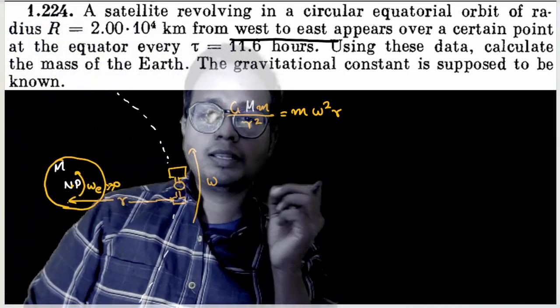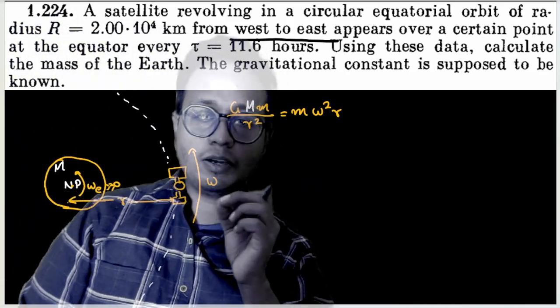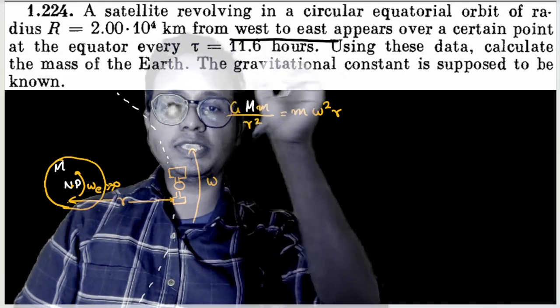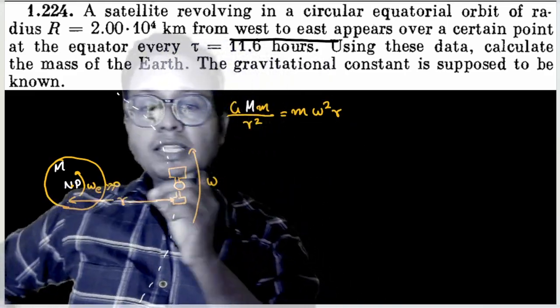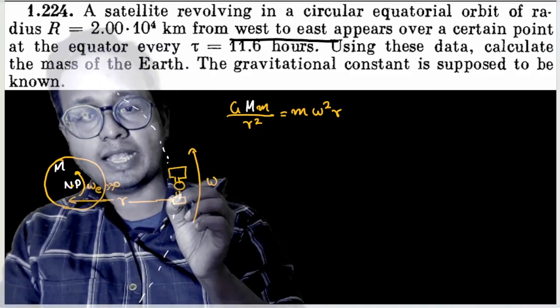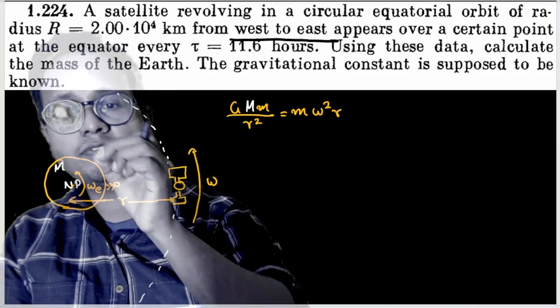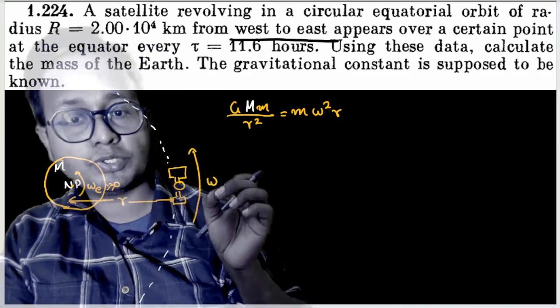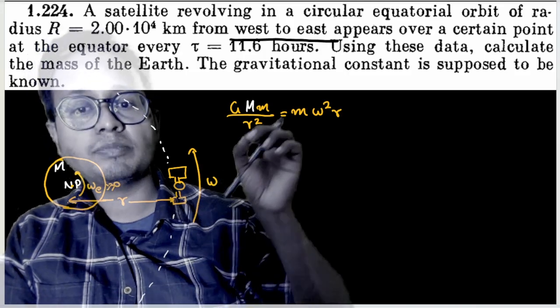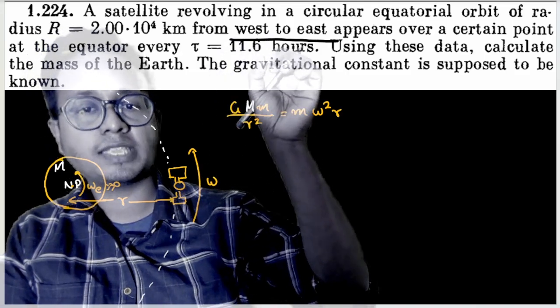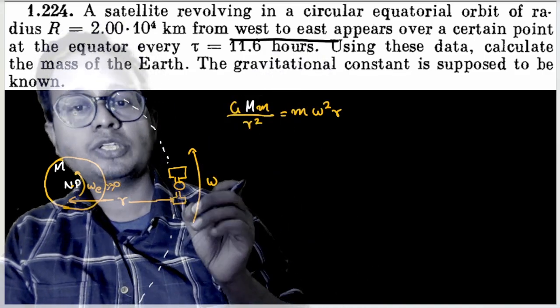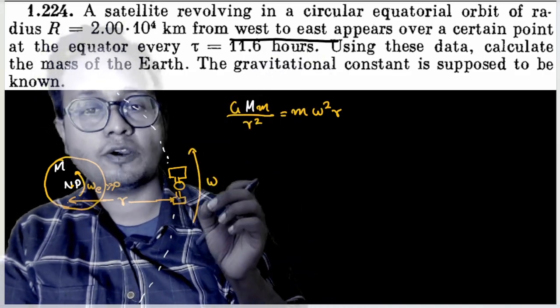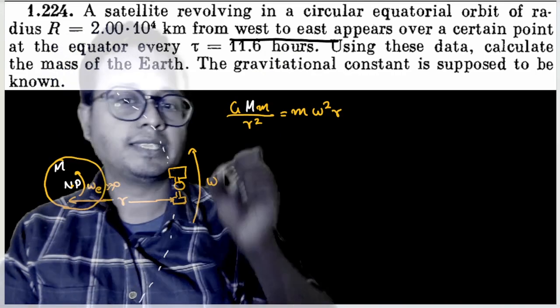Now, can I directly put 2 pi by 11.6 into 3600 in place of omega? No. Why? Because the Earth is also rotating. As the satellite is revolving, the Earth is also revolving, isn't it? So the absolute angular velocity of the satellite would be something different from 2 pi divided by 11.6 into 3600. So you have to find the absolute value of the angular velocity of the satellite.